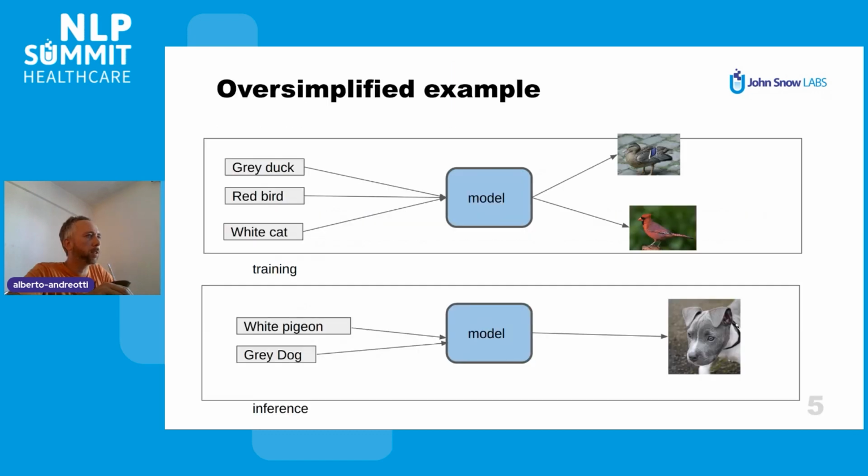Hopefully, after this, you're not going to be afraid of using it, right? So suppose that you have a model here at the top. You have this model for doing object detection. So you have your input to the left, the input to your model, and you train this model with labels such as gray duck, red bird, white cat, and you expect the model to be able to locate those objects on input images, right?